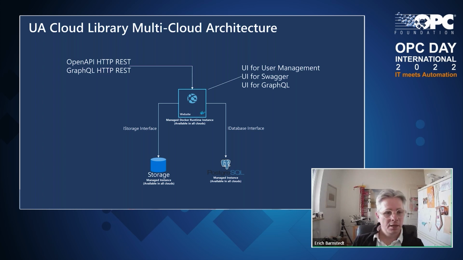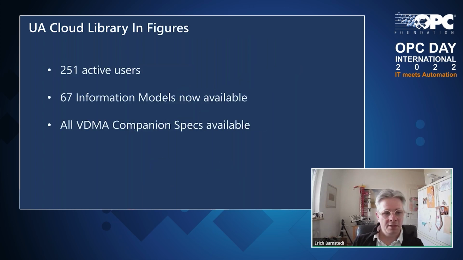So in figures, we currently have 251 active users, which is quite significant for something so specific. We have 67 information models available, and all the VDMA companion specs that have been released are in there. So really, it's a great starting point for your next industrial IT project.